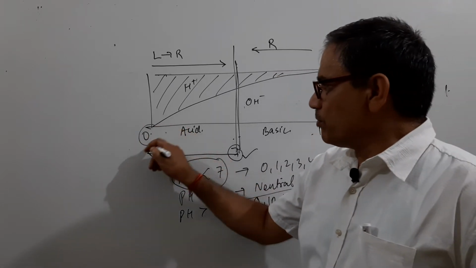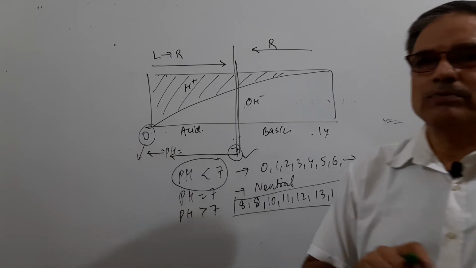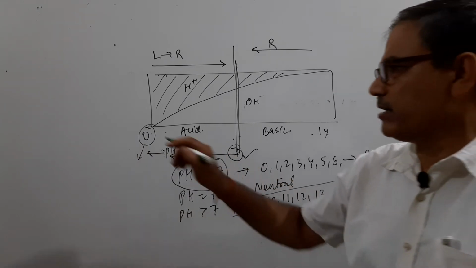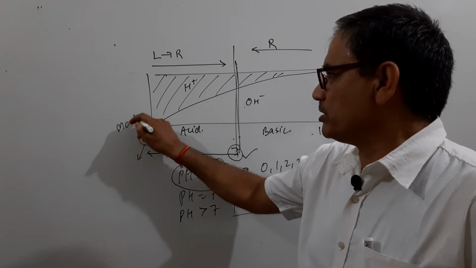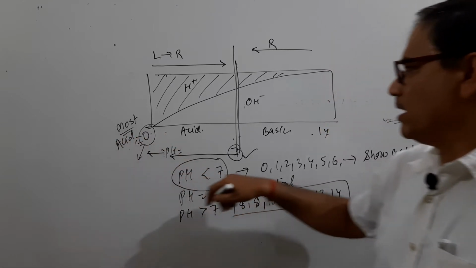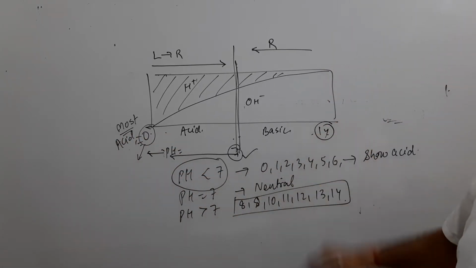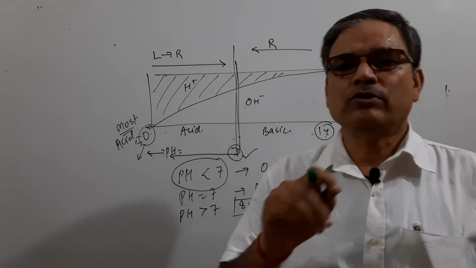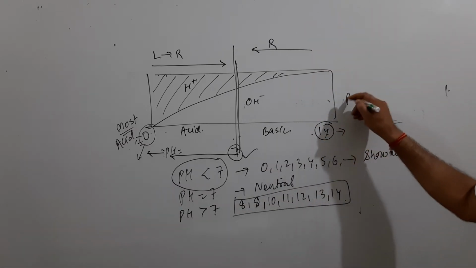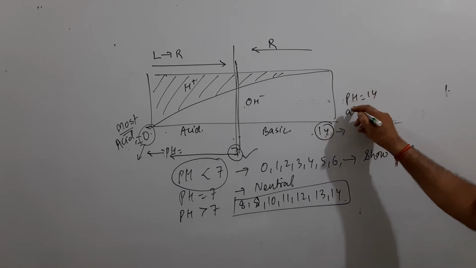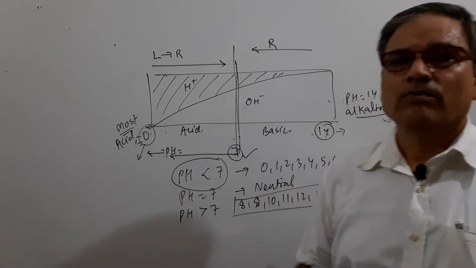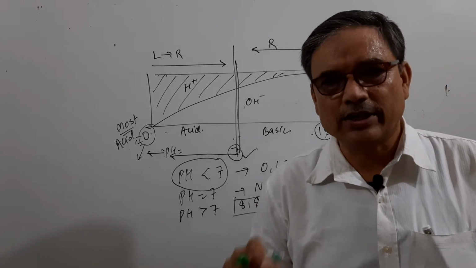Here is 0. 0 means the solution is not basic, it is 100% acidic, the most acidic in nature. If pH is equal to 0, it is most acidic in nature. And if the pH is 14, that means it is most basic in nature. We can say that if the pH is 14, it is alkaline, generally the most basic in nature.